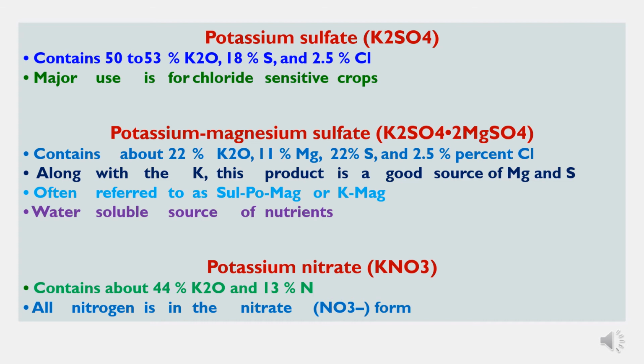Another potassic fertilizer is potassium nitrate, KNO3, which contains about 44% potassium in the form of K2O and 13% nitrogen, and all the nitrogen is present in the nitrate form.